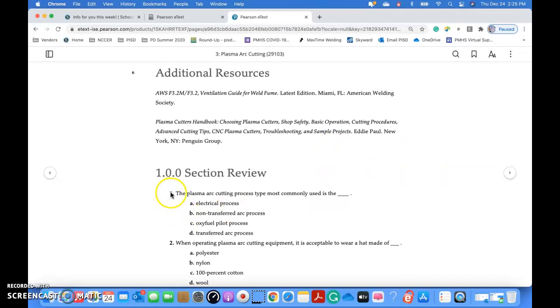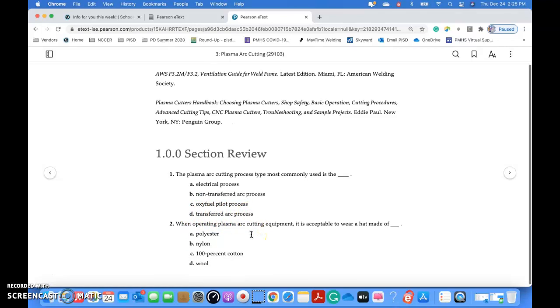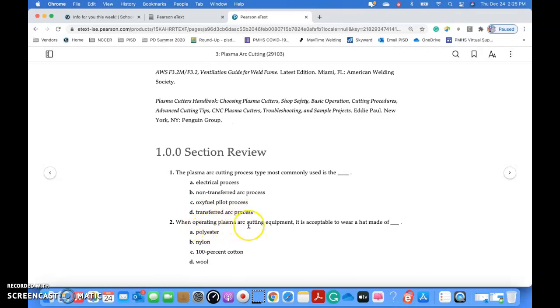Section 1 review. The plasma arc cutting process type most commonly used is the transferred arc, D. When operating plasma arc cutting equipment, it is acceptable to wear a hat made out of C, 100% cotton.